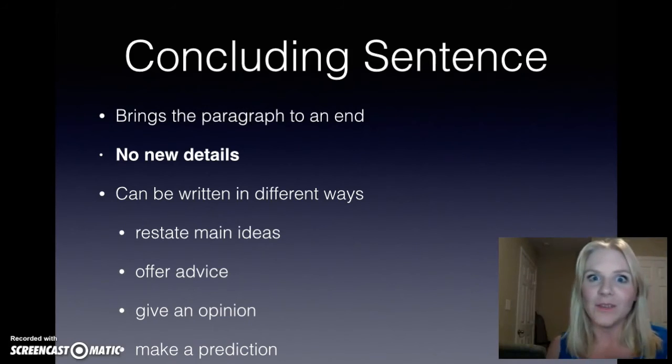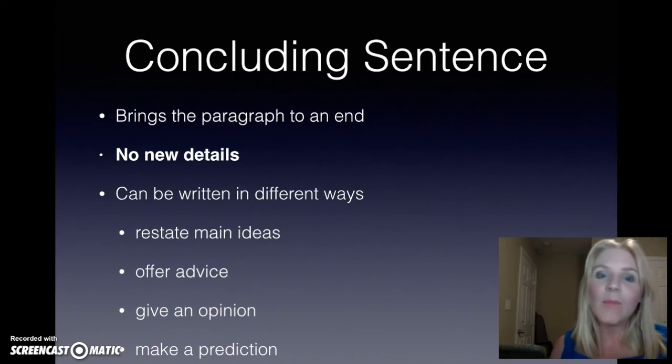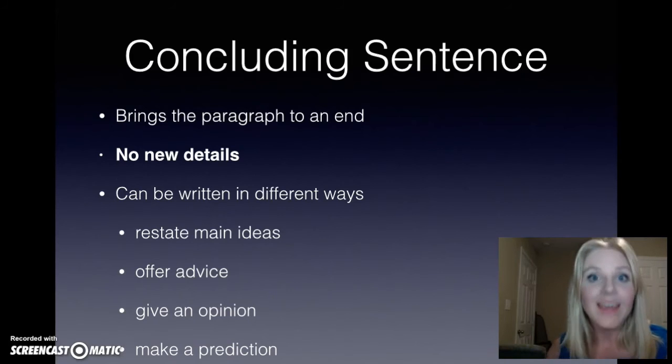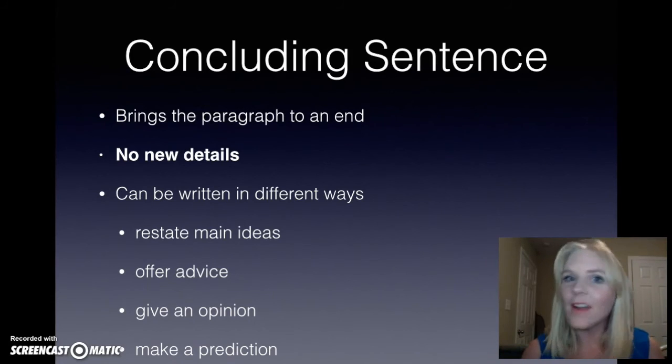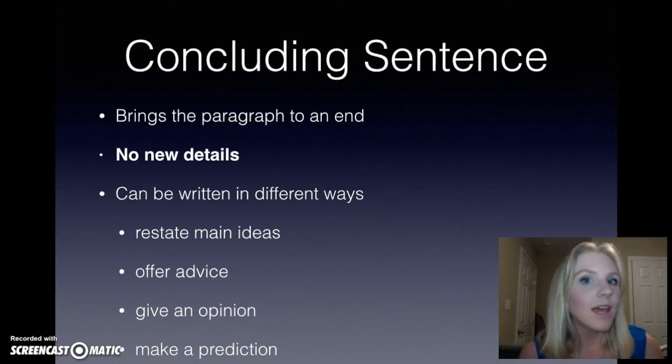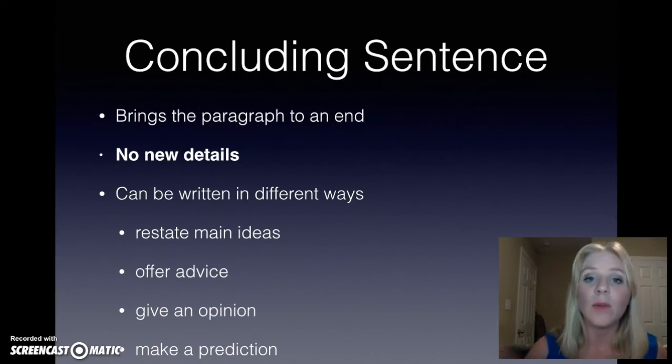The third thing you can do is give an opinion on the topic. And just like I said earlier with giving advice, make sure that your opinion does not create a brand new idea or move on to a brand new topic. Keep it general, just like your topic sentence. The fourth way that we can end our paragraph is by making a prediction. And just like the other ways that I've discussed, our prediction needs to be general, not a brand new idea.